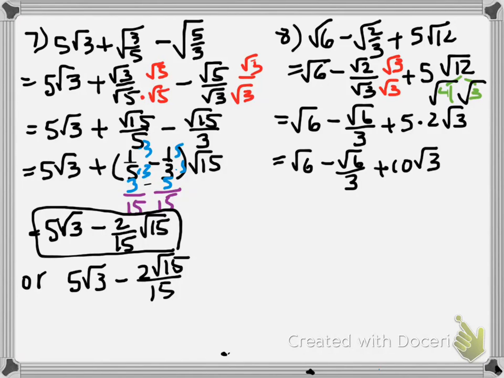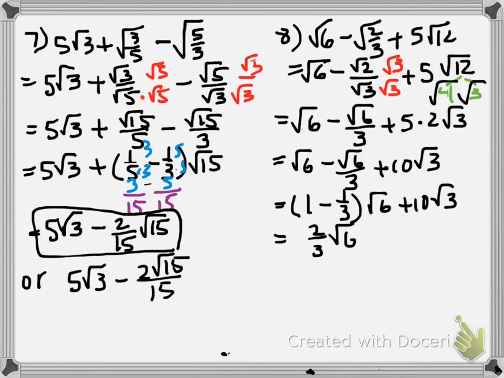So two of the guys have the same radicand. That would be the first two. So we're going to go ahead and pull out their coefficients and do the math. And we have 1 minus 1/3 radical 6 plus 10 radical 3. And 1 take away 1/3 is 2/3, so I get 2/3 radical 6 plus 10 radical 3. And that's as far as this problem can go.